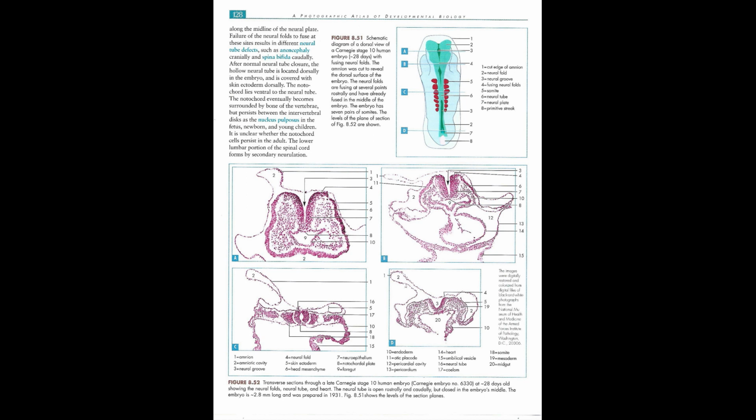After normal neural tube closure, the hollow neural tube is located dorsally in the embryo, and is covered with skin ectoderm dorsally. The notochord lies ventral to the neural tube. The notochord eventually becomes surrounded by bone of the vertebrae, but persists between the intervertebral discs as the nucleus pulposus in the fetus, newborn, and young children. It is unclear whether the notochord cells persist in the adult. The lower lumbar portion of the spinal cord forms by secondary neurulation.